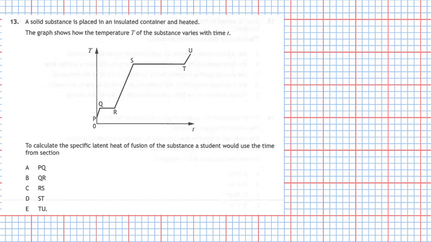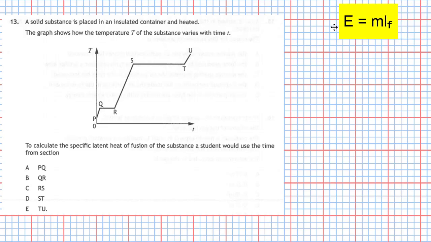Question 13 from section 1 of the 2019 National 5 Physics Examination. A solid substance is placed in an insulated container and heated. The graph shows how the temperature T of the substance varies with time t. To calculate the specific latent heat of fusion of the substance, a student would use the time from section, and you're asked to give the correct section of time.